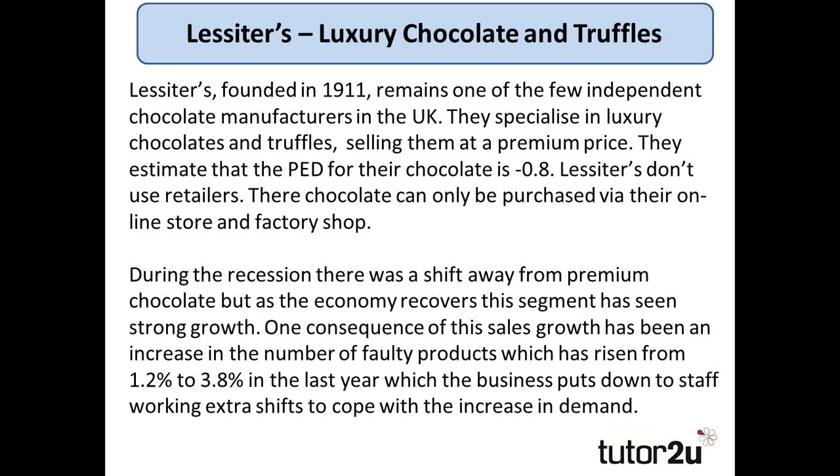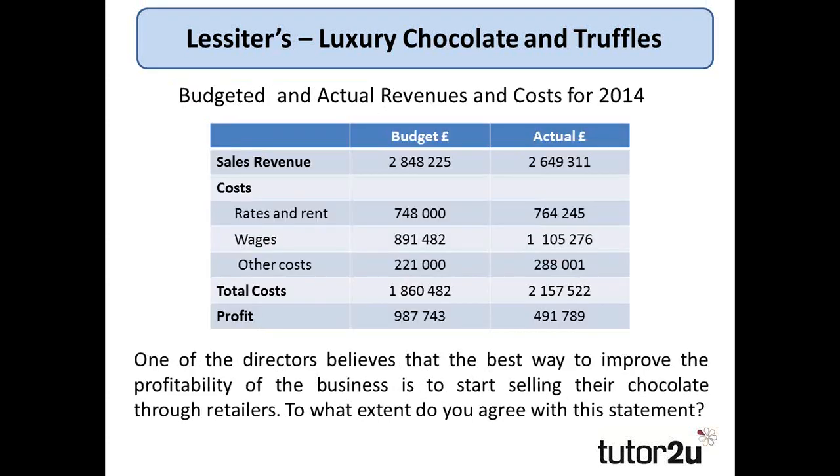So we got some information there, and we've also got some numerical data here. We've got the budgeted and actual revenues and costs for 2014. So we've got budget and actual. We've got sales revenue, and we can see that sales revenue was less than budget. We've got some information on rate and rent. What's interesting is if we look at wages, we can see there's a big variance between what was budgeted and what the actual is. We can probably put that down to what we looked at earlier, which was an increase in demand, and in order to cope with that increase in demand, the staff have been working extra shifts.